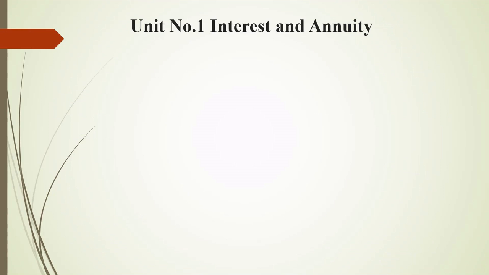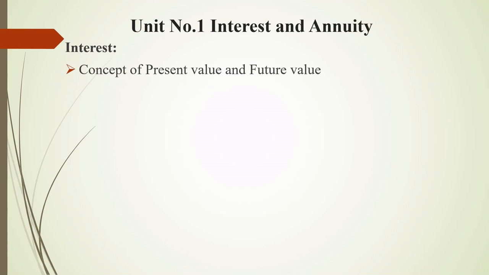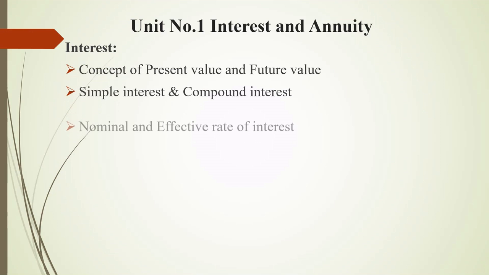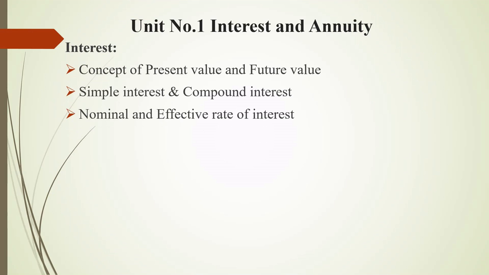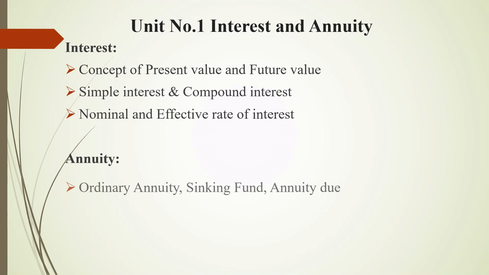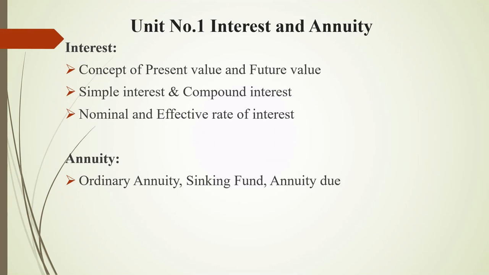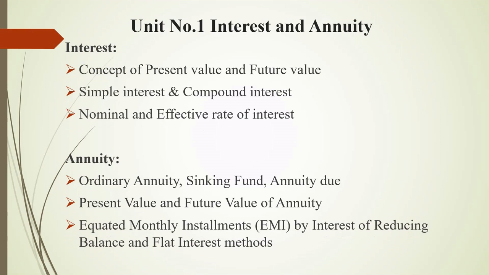The first unit is interest and annuity. We will learn interest. In interest, the concept of present value and future value. We learn simple interest and compound interest, nominal and effective rate of interest. In this chapter, we also learn annuity: ordinary annuity, sinking fund, annuity due. We learn present value and future value of annuity. And last, EMI, that is equated monthly installment, by the reducing balance and flat interest methods.